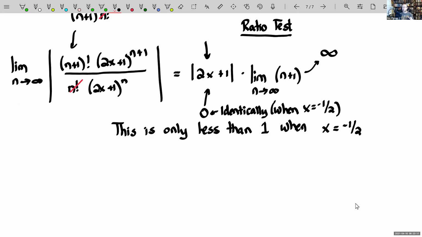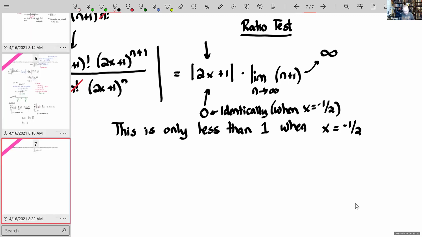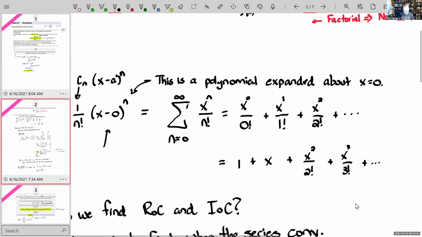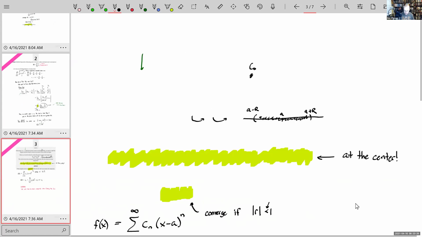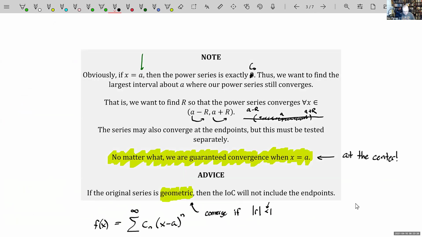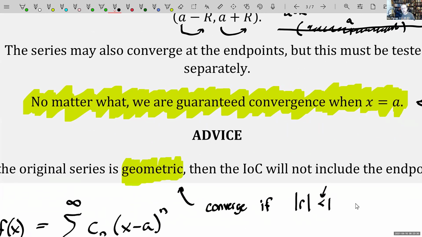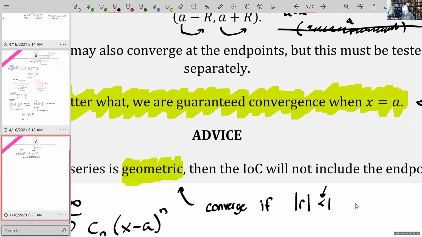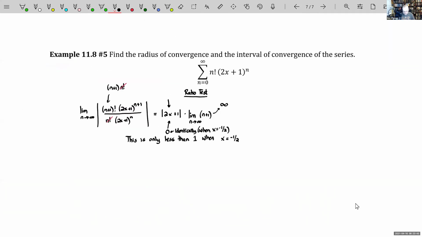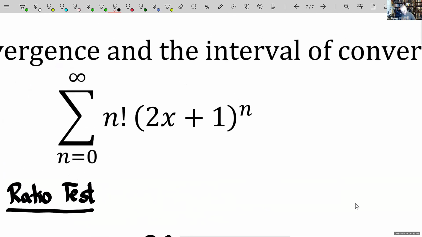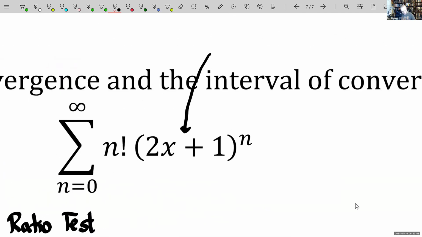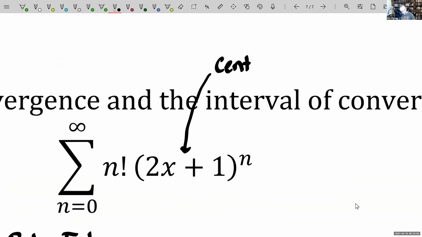And I had mentioned this earlier. It was on the second page of the lecture notes here, or maybe the third page actually, that no matter what, we are guaranteed convergence at the center. We're always guaranteed convergence at the center. And this is that case. If you take a look at our power series here, ask yourself, what would turn that into 0? Well, negative 1/2.